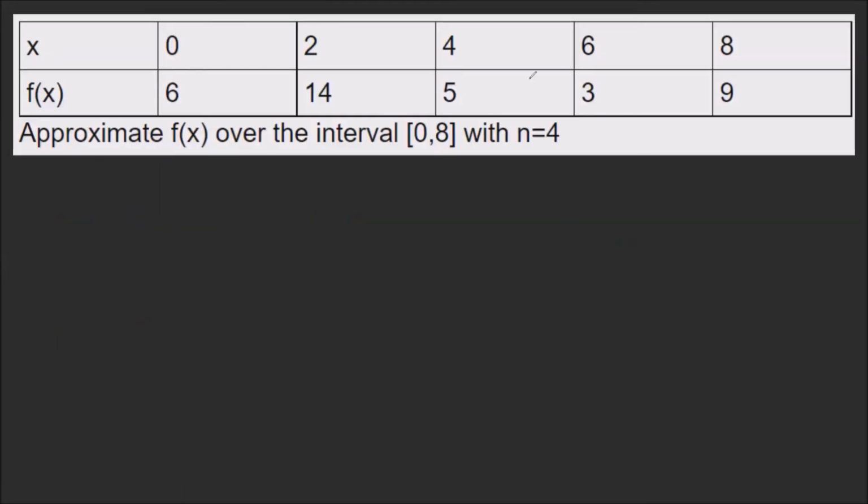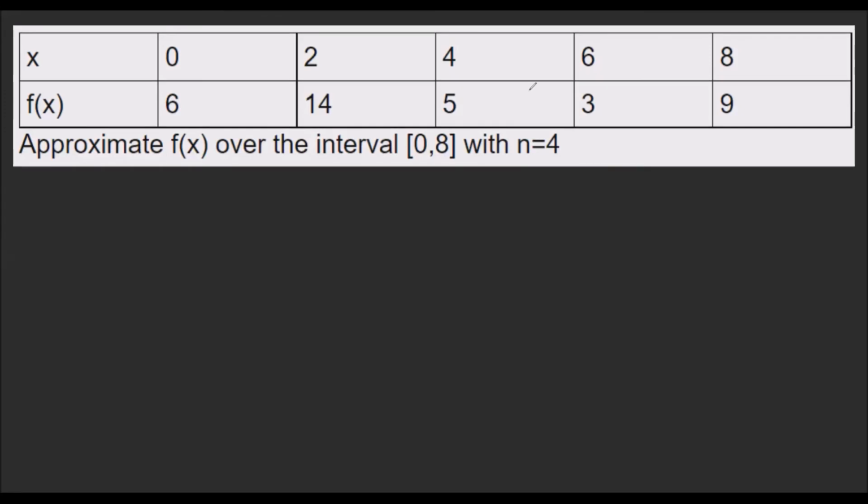Okay, this is practice problem 2. We're given a grid of a bunch of x values and their respective f of x values, and we're told to approximate the integral of f of x over the interval 0 to 8 with n equals 4. Now, we of course don't have the equation for f of x, but it's not really necessary. We're going to start off by finding delta x, which is equal to b minus a over n. B in this instance is 8, a is 0, n is 4. So we end up with a delta x of 2.